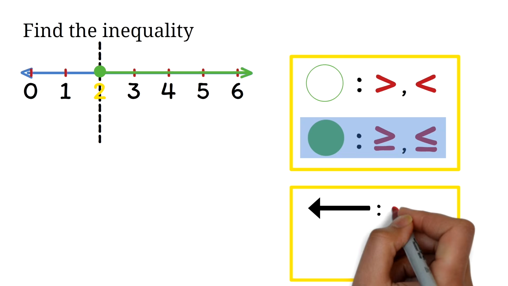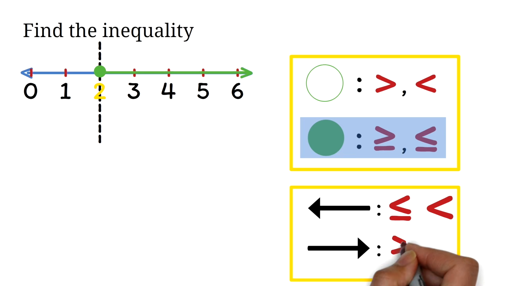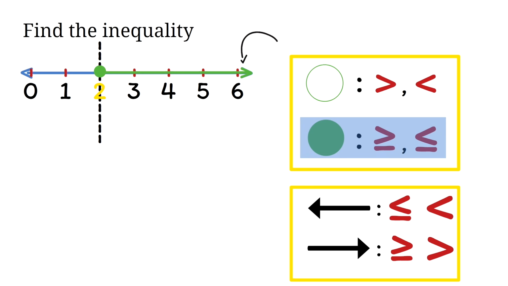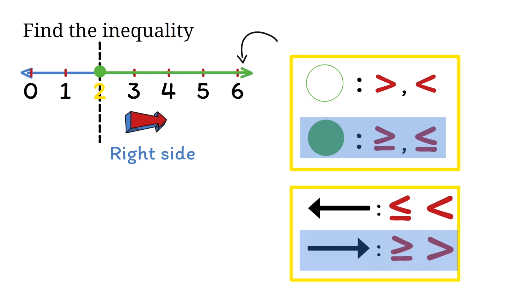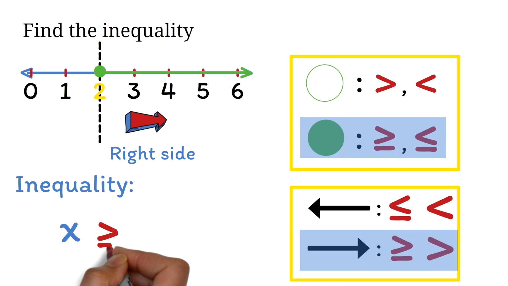Next, we determine the direction of the inequality symbol, and this is shown by the direction of the arrow drawn on the straight line. So since the arrow on the straight line points towards the right side of 2, this means that we are looking at all possible values greater than or equal to 2. Thus, we write our inequality as x is greater than or equal to 2, our final answer. This is how you find a simple inequality on a number line.